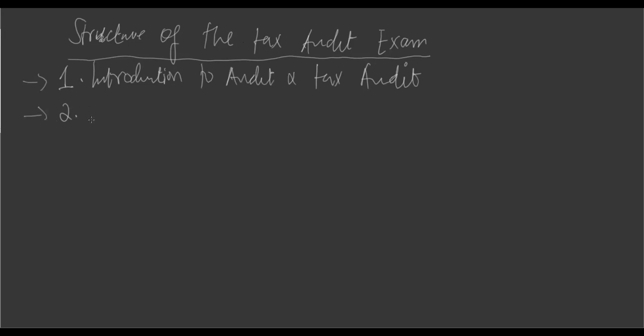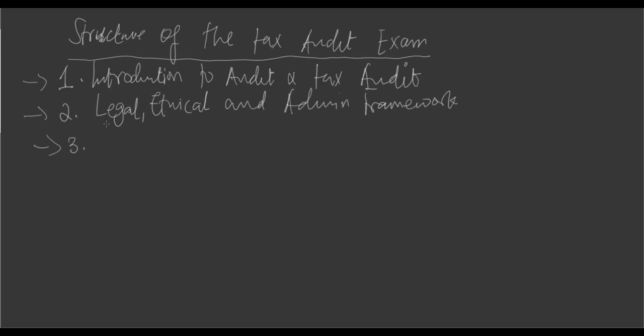So after you look at the introduction to audit and tax audit, the next phase is to look at the legal, ethical, and administrative framework. So legal, ethical, and admin framework of tax audit, okay? And this also is very important because there are a number of components that go here.